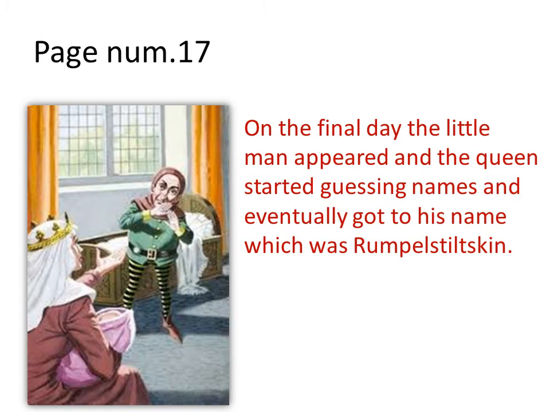"Is it Herbert?" asked the queen. "No," said the little man. "Is it Humphrey?" asked the queen. "No," said the little man. "You will never guess my name." So this is what he said. "Could it possibly be Rumpelstiltskin?" asked the queen triumphantly. What do you mean by triumphantly?